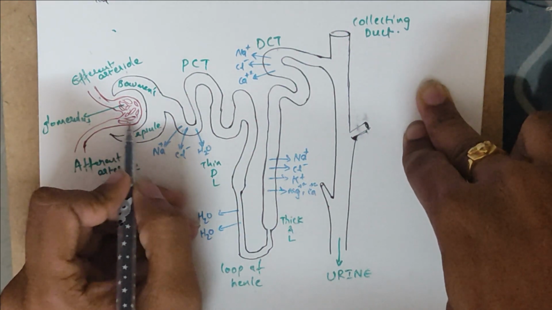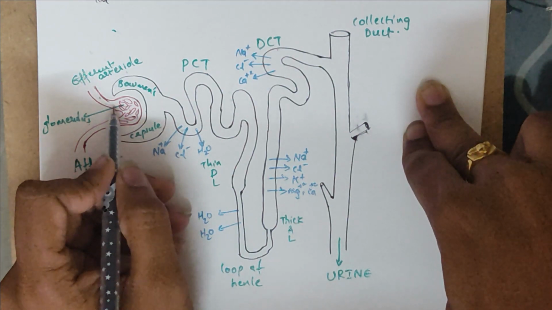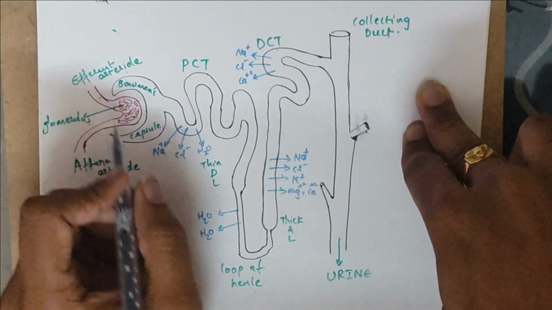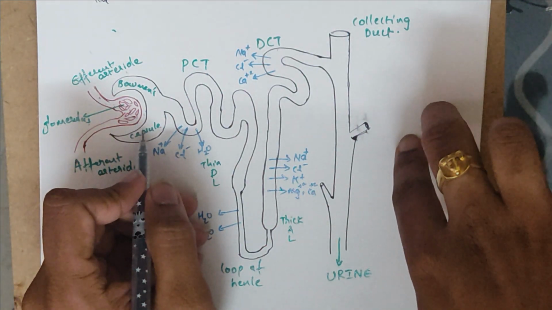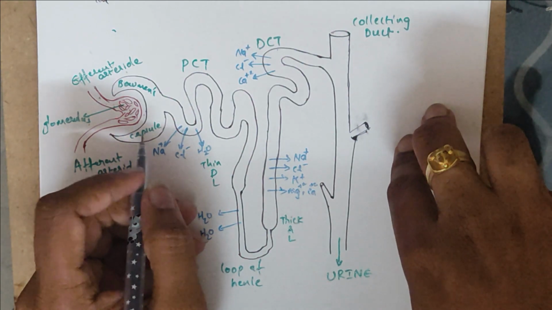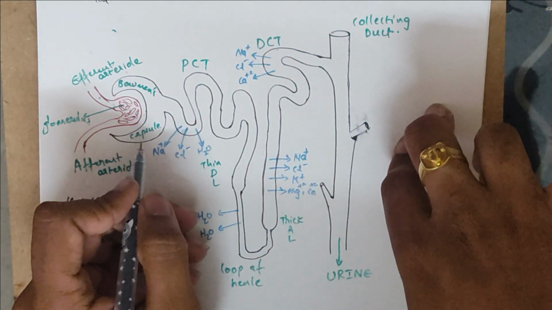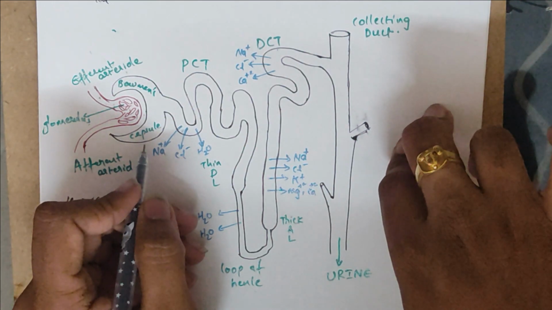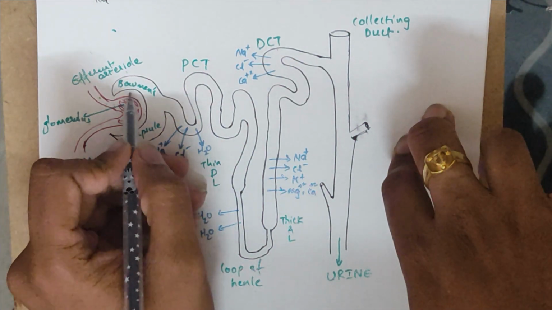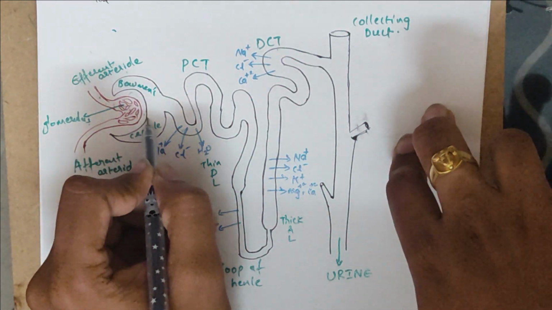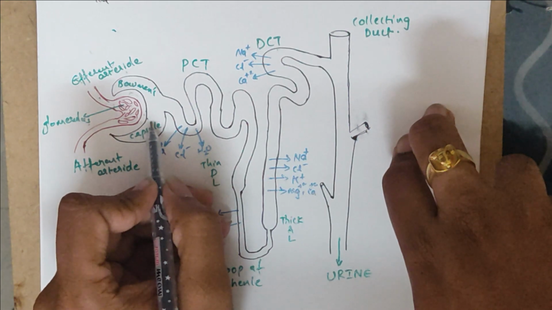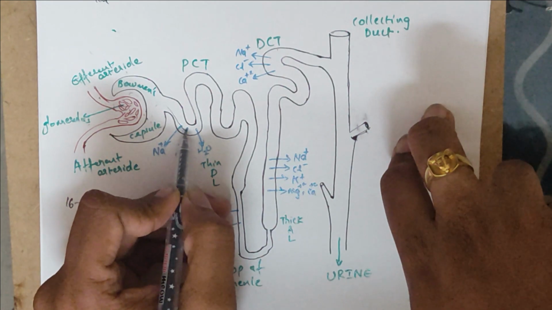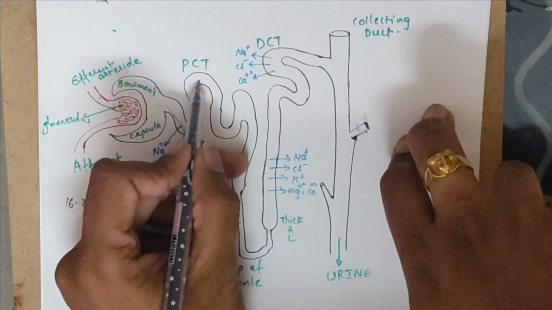Here the large molecules like RBC, WBC and platelets cannot be filtered, and the small molecules like glucose, sodium, potassium, calcium, chlorine and bicarbonate ions will filter here. The filtered blood will travel through the renal tubule and enter into the proximal convoluted tubule.